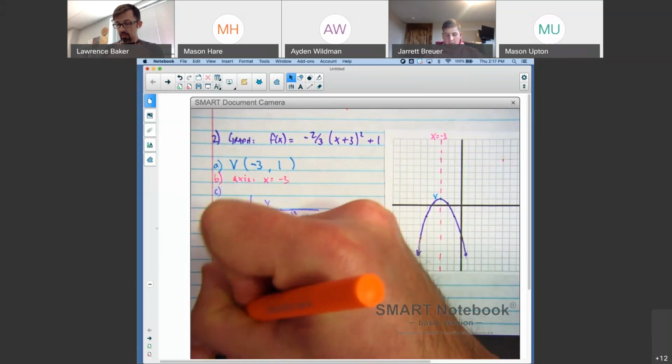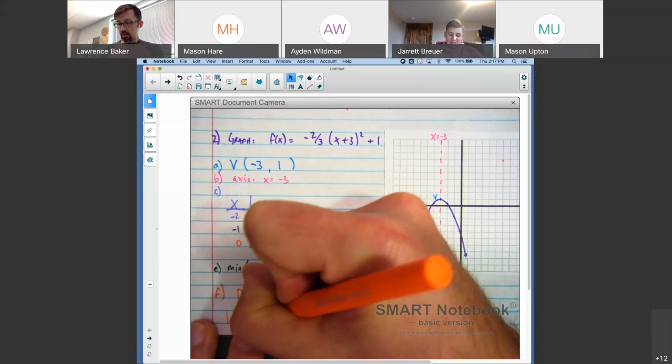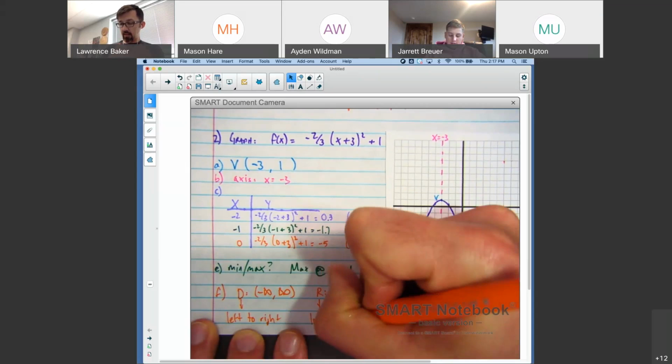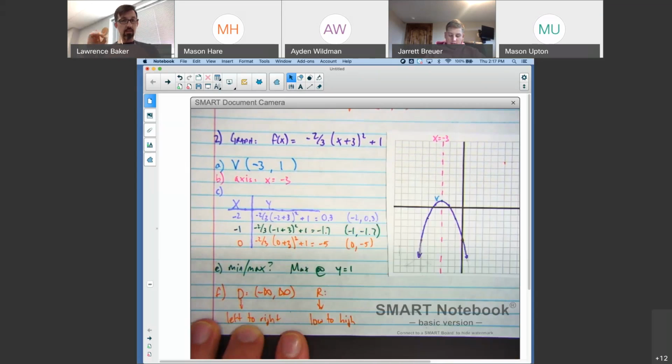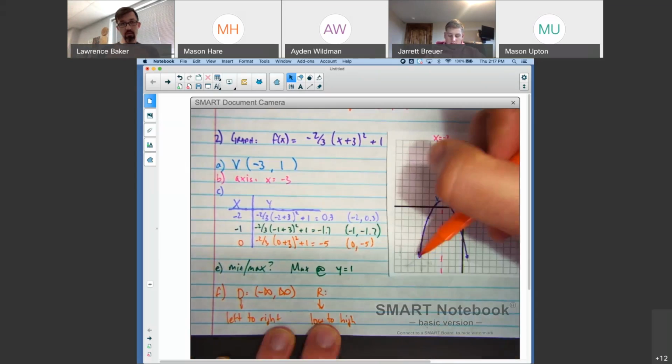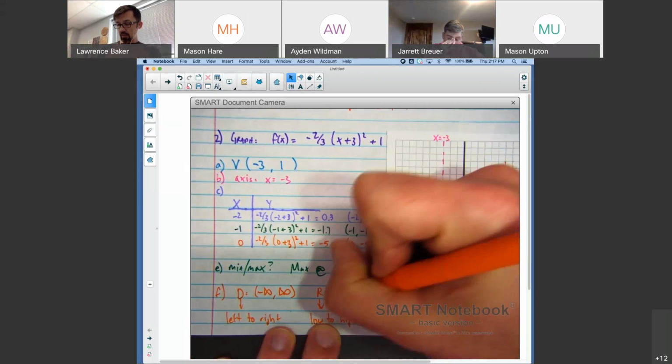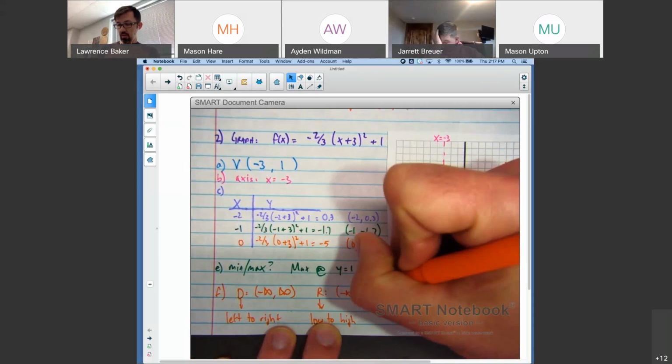We look at the left side first, we move to the right side. And what I like to say for the range is it's low to high. I like that because it's alliterative. Left to right, low to high. We start on the lowest part, which in this case is negative infinity. Then the highest part is 1. Go from negative infinity to 1. That max gets that bracket.